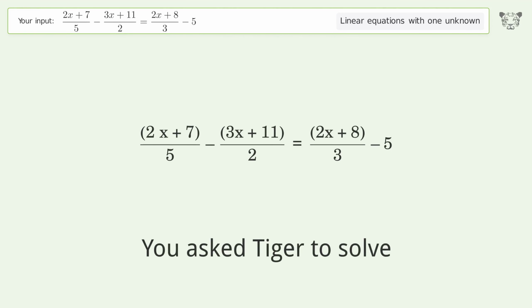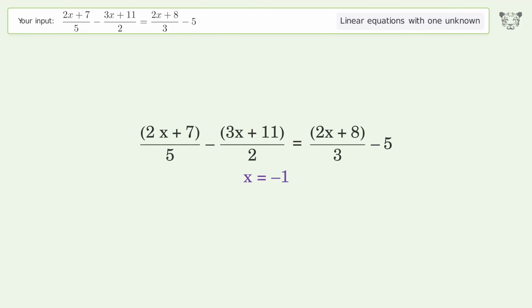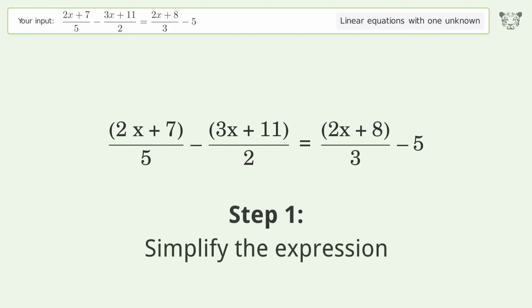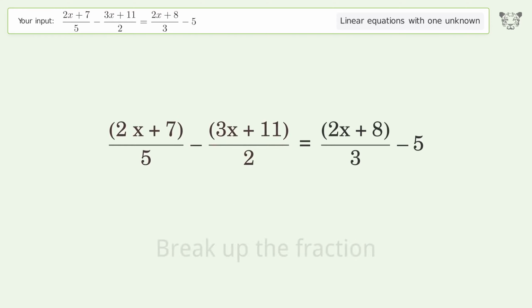You ask Tiger to solve this. This deals with linear equations with one unknown. The final result is x equals -1. Let's solve it step by step. Simplify the expression. Break up the fraction.